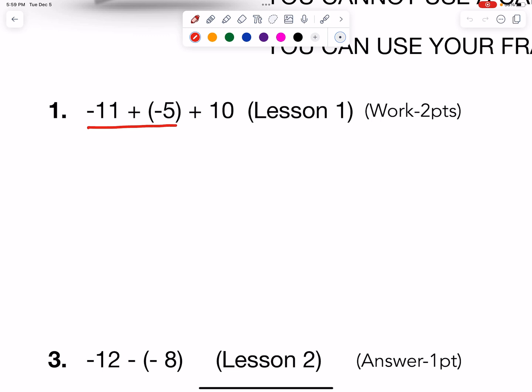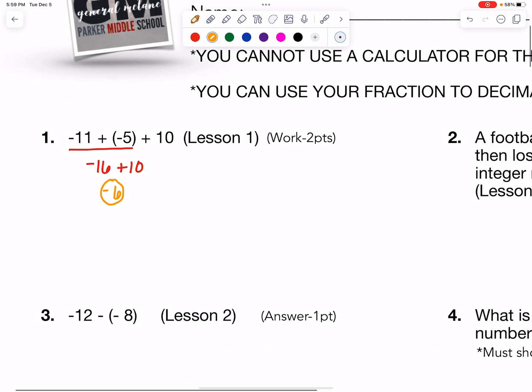All right, we have order of operations says I can do these in any order. I'm going to take care of the negatives first. So negative 11 plus negative 5, negative 16, bring down the plus 10. Different sign, subtract, keep the sign of the bigger. So 16 minus 10 is going to be a negative 6. And there we go. That's number 1. Let's go to number 2.